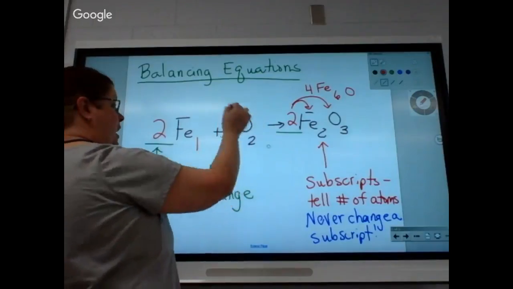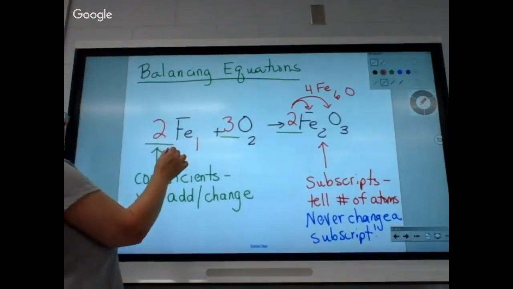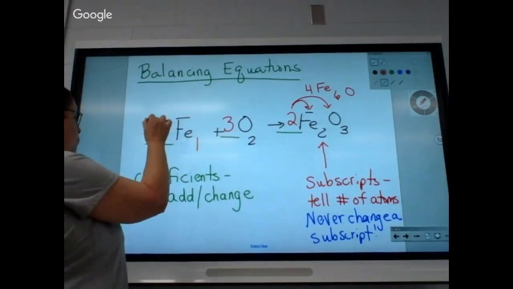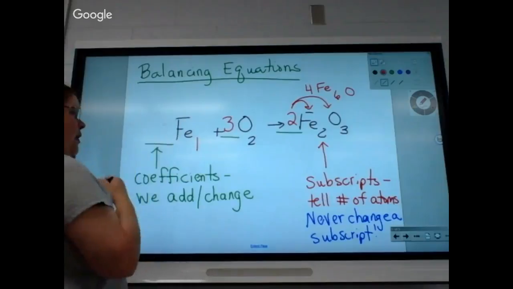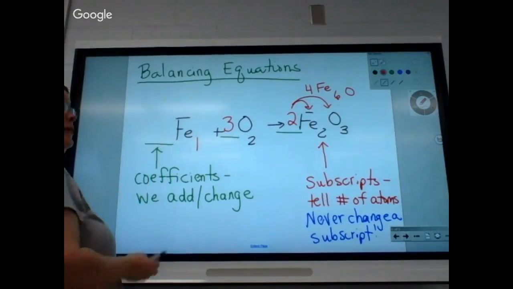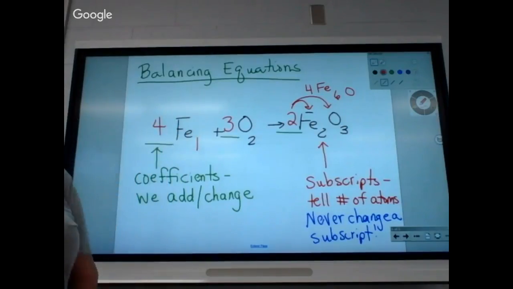Do we still have 6 O's? We're good to go there. Do I have 4 Fe's? We're not good to go. Who put that 2 there? Get rid of it. I need 4 Fe's. How do I get 4 Fe's? We put a 4 there. 4 times 1 is 4. Now it's balanced. Questions?